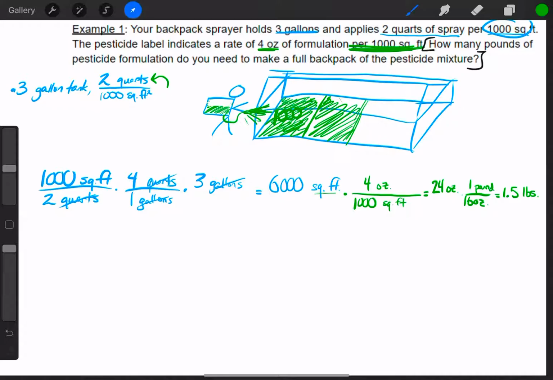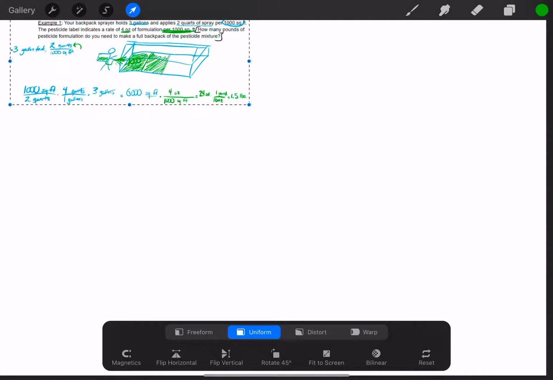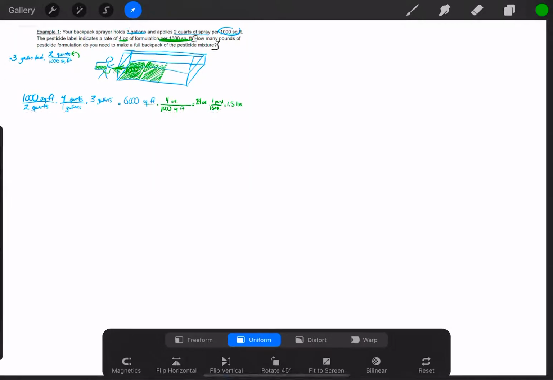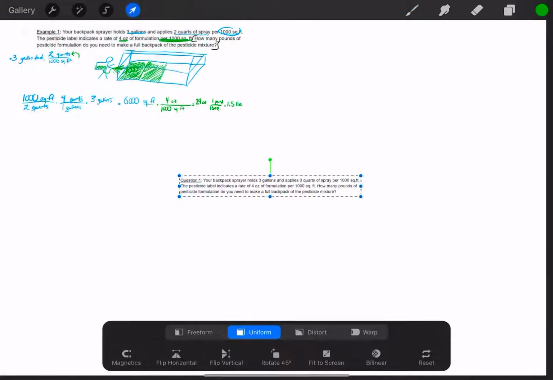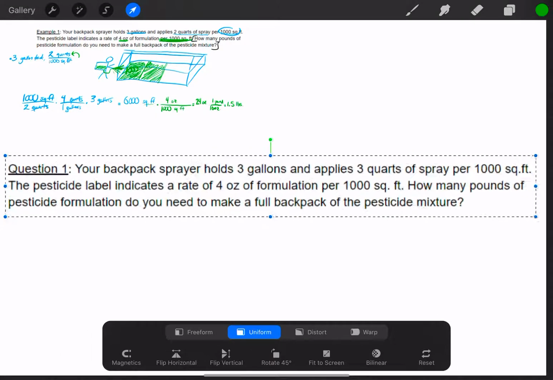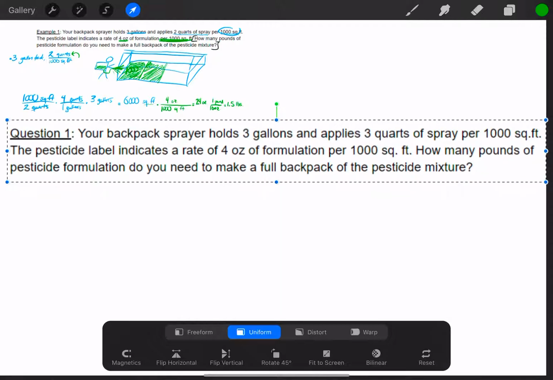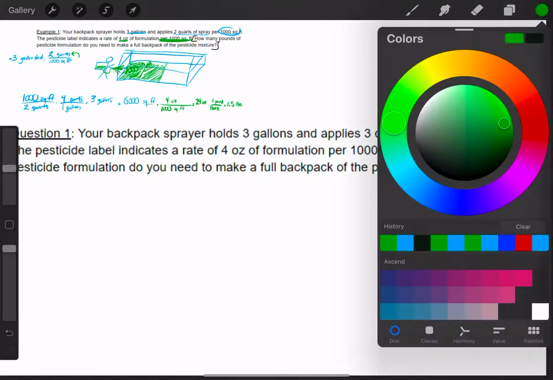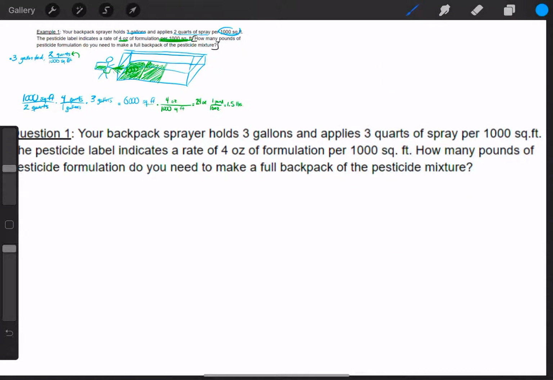So, if we take a look at example 1, example 1 is almost identical to this. We're going to go through it quickly. In fact, it's so identical, it is basically the exact same thing, except it's got one number different. So in this problem now, our sprayer applies 3 quarts of spray per 1,000 feet. So essentially the same problem.